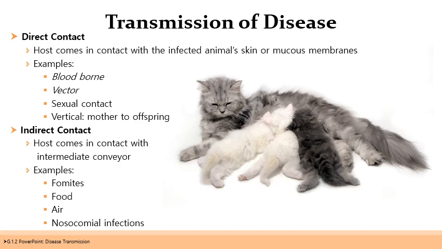Indirect transmission occurs when the host comes in contact with an intermediate conveyor, whether it be a fomite, in food, or in the air. A fomite in medicine is an inanimate object or substance, such as clothing, furniture, or soap, that is capable of transmitting infectious organisms from one individual to another.